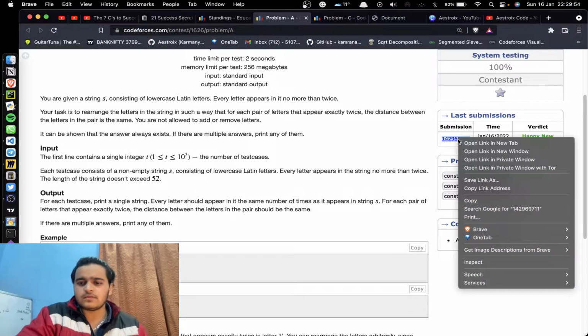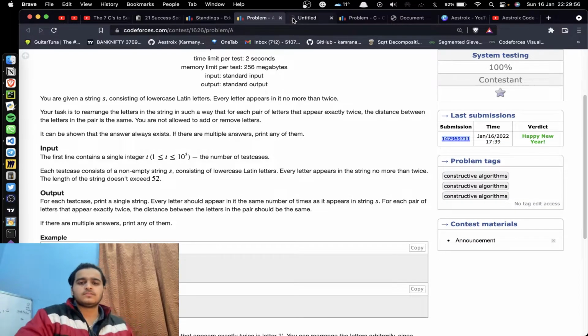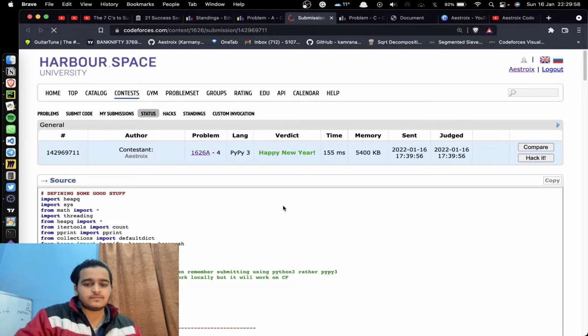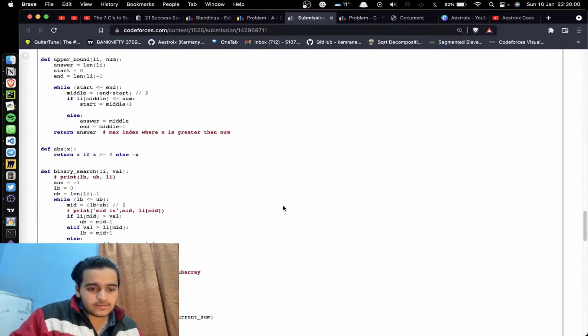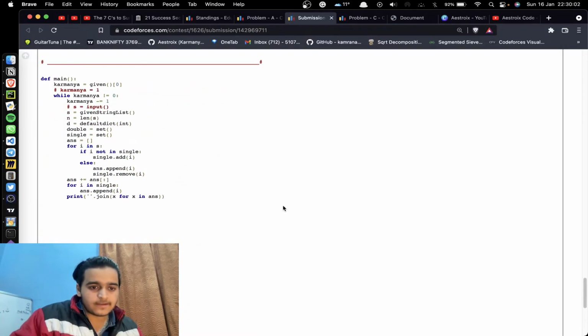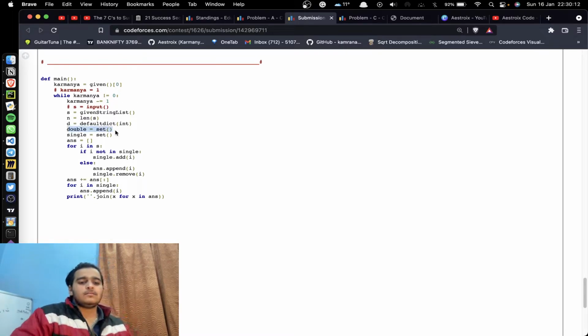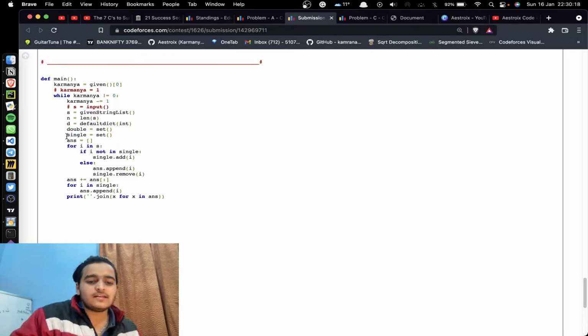If you want to see my code, I can show you the code, because some of you were asking for it in the comments. So let me explain the code right away. I have taken a default dictionary, but I haven't used it anywhere, so just skip this part. I have taken a set called double and a set called single. In fact, I haven't used the double set either. So you can just take a set and name it single. You also take an answer, which is an empty list.